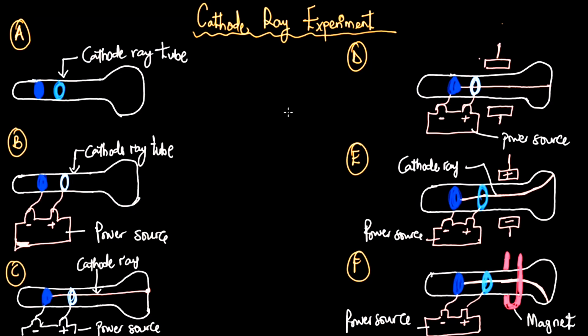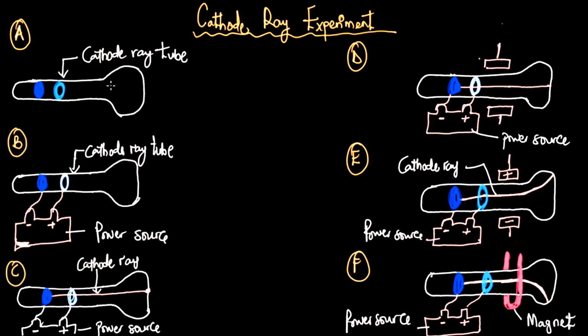So let's talk about the cathode ray experiment. J.J. Thomson was able to discover the electron using the cathode ray experiment. So here is a cathode ray tube. A cathode ray tube is a big glass tube.